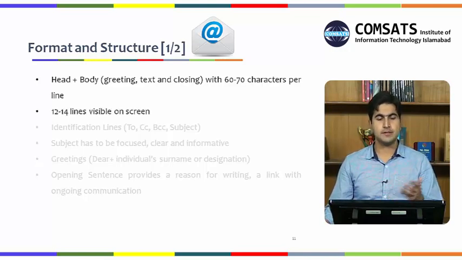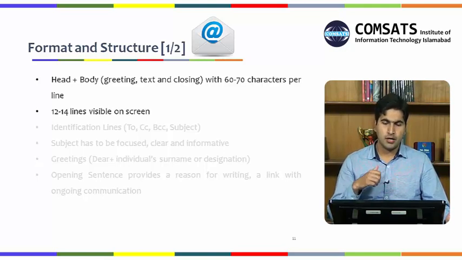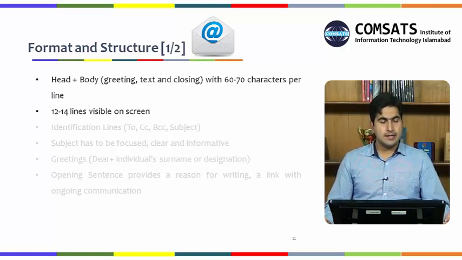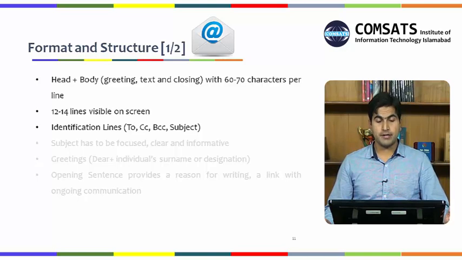12 to 14 lines are visible on the screen. Afterwards, they are dragging it either using a mouse or a thumb on a touch screen. So this can have a big impact. How do you basically write or compose it? It all begins with the identification line, just the way it was in the previous forms of writing.